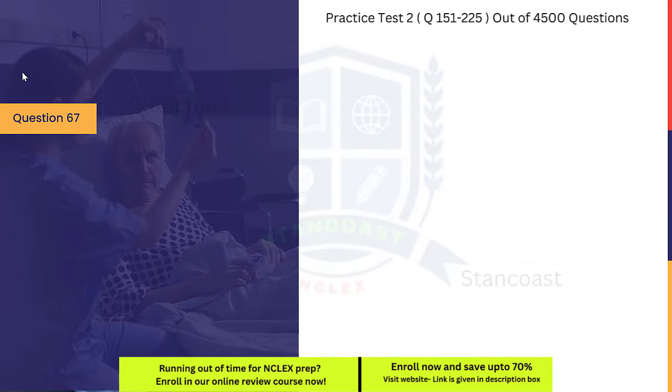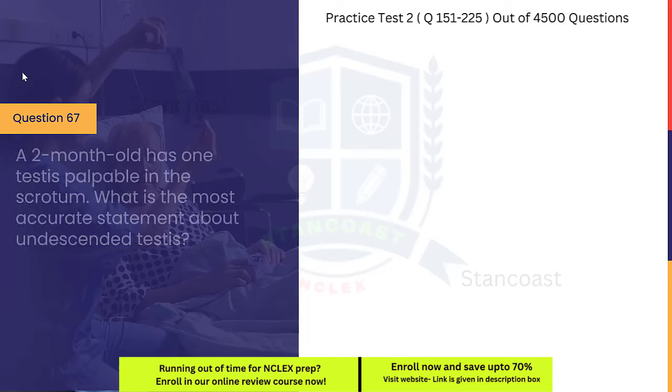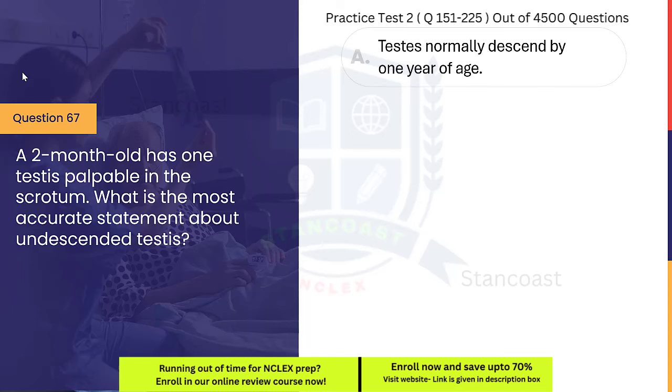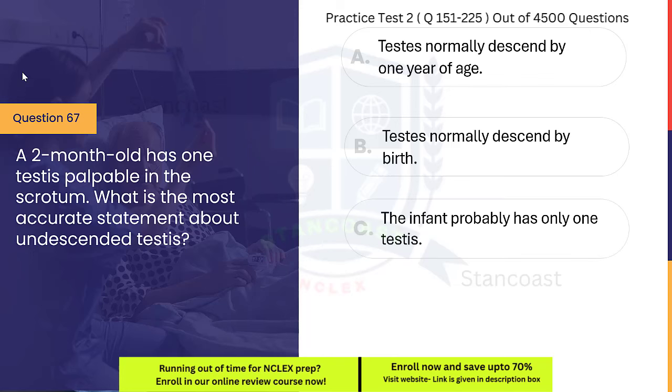All right, let's continue. A 2-month-old has one testis palpable in the scrotum. What is the most accurate statement about undescended testis? A. Testes normally descend by 1 year of age. B. Testes normally descend by birth. C. The infant probably has only one testis. D. Surgery is likely needed. Think about the normal timeline for testis descent.